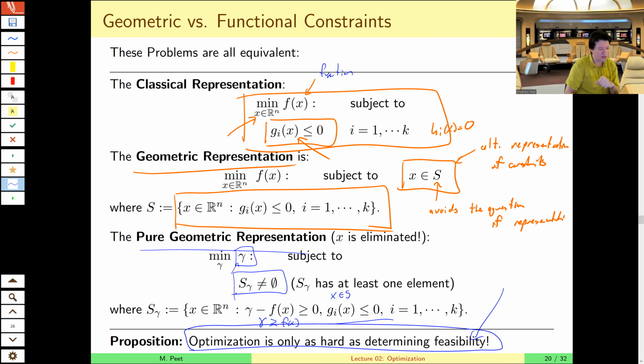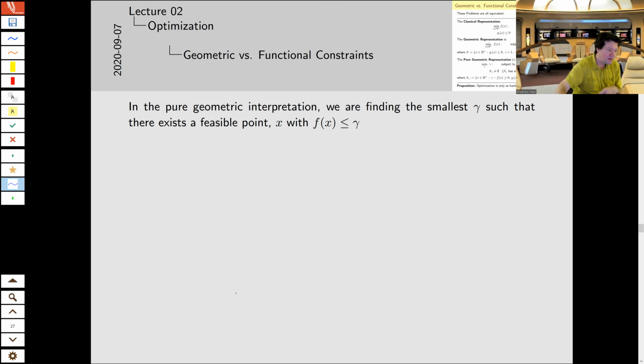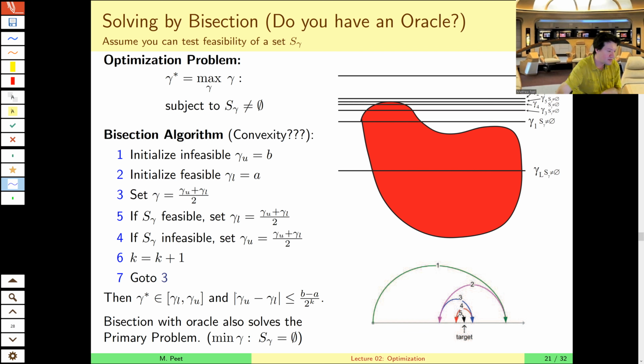It assumes some convexity properties on the set. But that's what it is, right? Feasibility, solving the optimization problem, and determining feasibility of the set are intricately related. We can see that when we go to what's called the bisection algorithm, which just takes feasibility. If you can determine feasibility of the set, it shows how to solve the optimization problem.